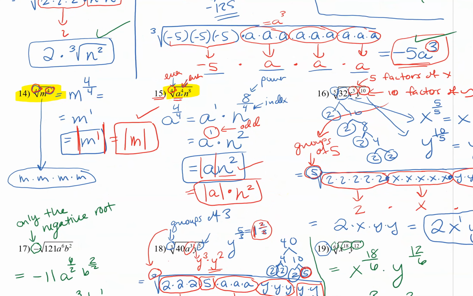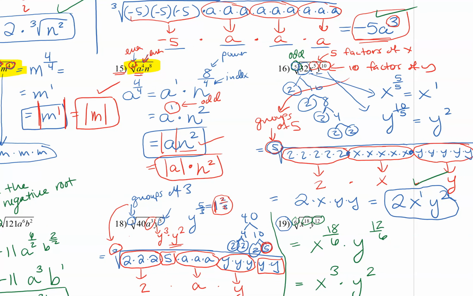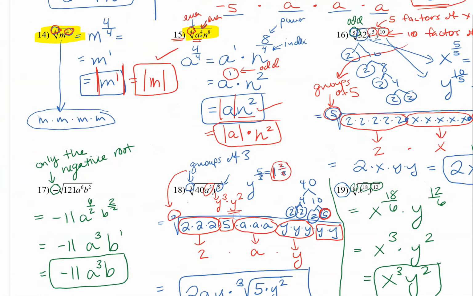Now number 16 was an odd index, so we don't even need to worry about this absolute value at all, so our answer was correct as is.